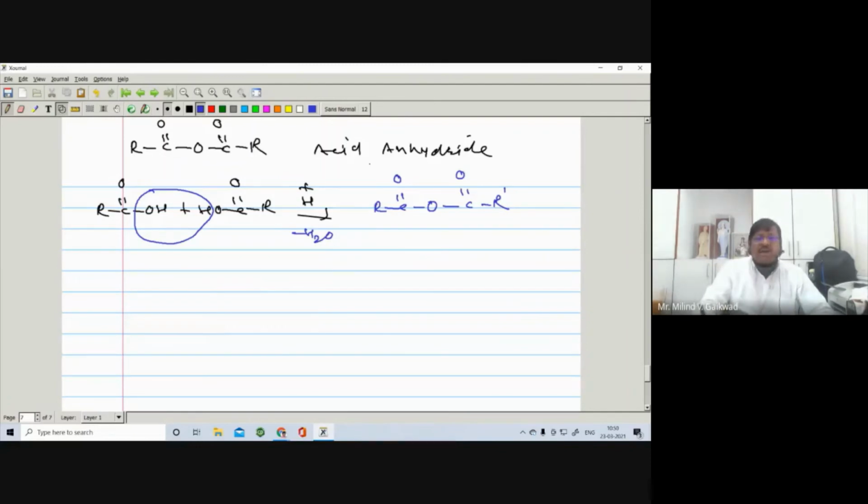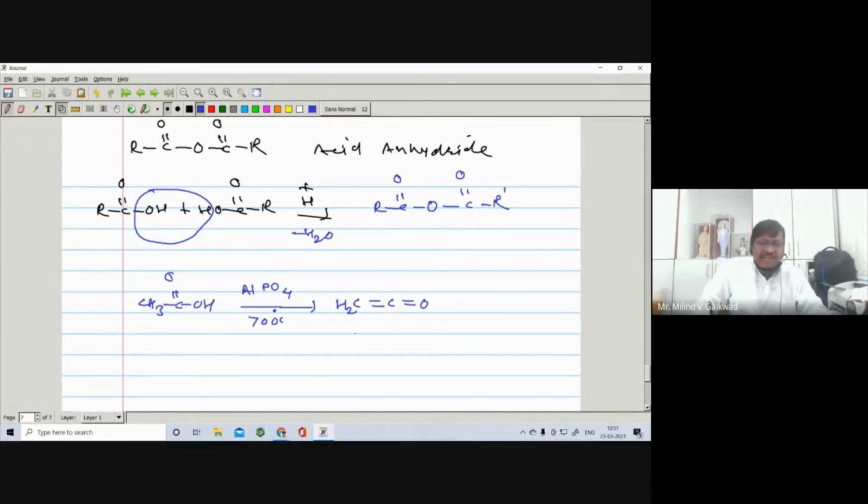So anhydride, acid anhydride. Here is another preparation, starting from acids. For example, CH3C=O OH, when treated with AlPO4 at higher temperature, it gives a ketene. The ketene is CH2=C=O.